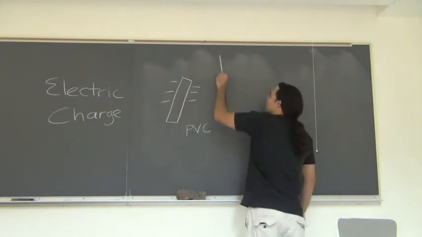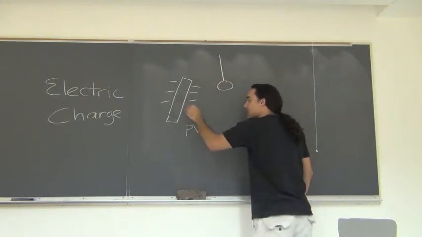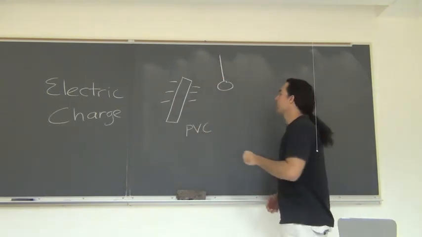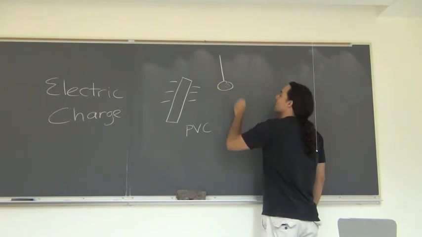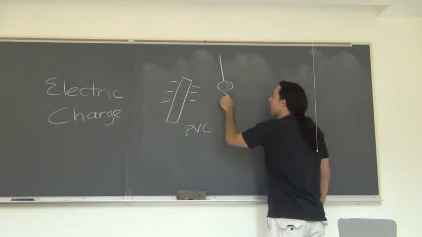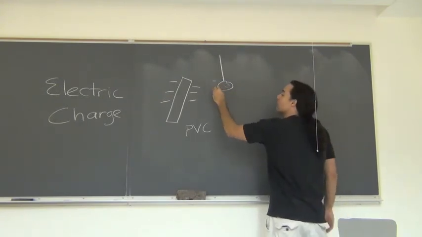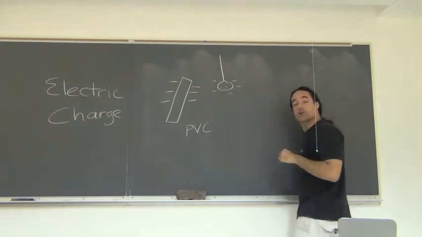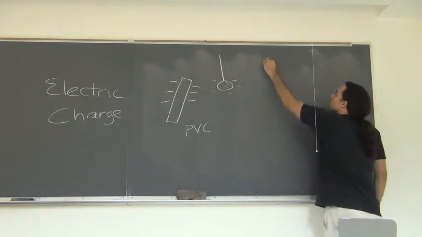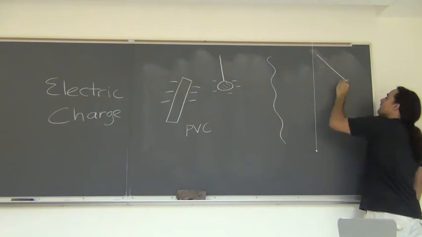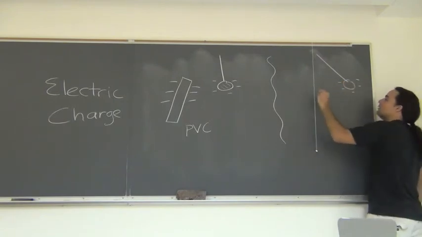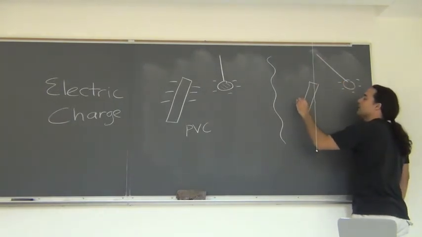So here's what's happening. Got my negatively charged PVC pipe. We put that in contact with our tinfoil. It's going to transfer some of its negative charge onto that tinfoil. And that tinfoil is going to be repelled by the negative PVC pipe.